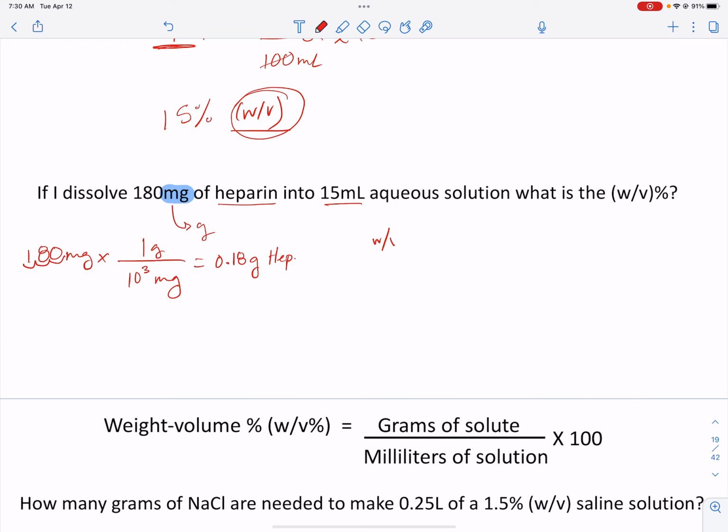So you would say the weight volume percent is equal to 0.18 grams of heparin over 15 milliliters of solution times 100. So again, grab your calculator, work this out. 0.18 divided by 15 times 100. You should get 1.2%. So double check me. It's always scary when I do these video recordings because I don't have anybody to double check me. So I hope these answers are all right.